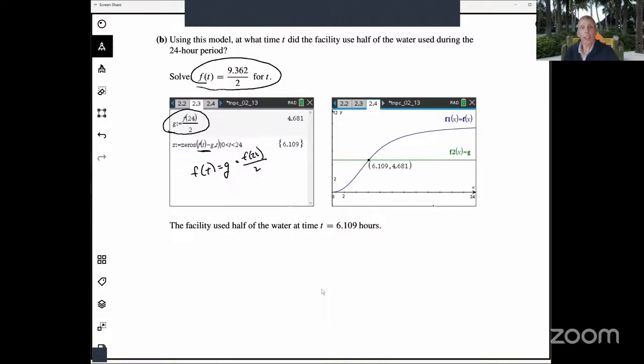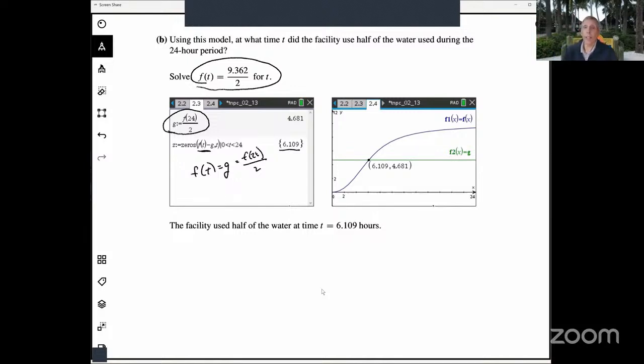And on the Nspire, you can see I gave a little bit of extra condition to this. That vertical bar in my mind stands for "such that." So solve this, find these zeros such that t is between 0 and 24. The way that I've set this up, the TI-Nspire will come back with a list of answers, and it comes back with only one, 6.109, which is pretty cool.